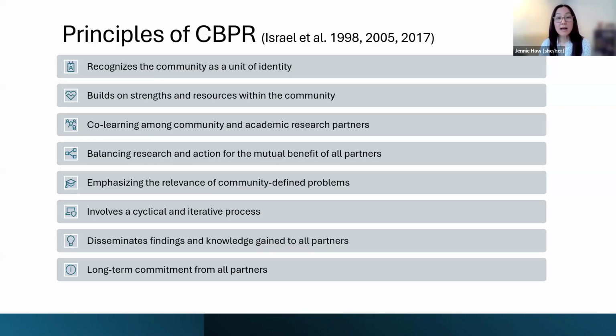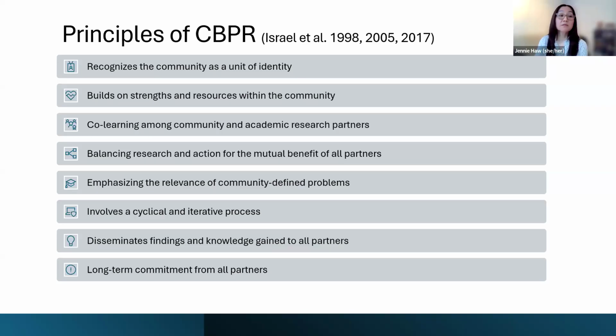Next, balancing research and action for the mutual benefit of all partners. This stresses the need to balance rigorous research with practical interventions and policies that benefit the community. So it's not just the researcher who should benefit from the research or even be prioritized in terms of the benefits. It really is about ensuring that the needs and priorities of the communities impacted are being met, and that they are receiving benefits of the project as well.